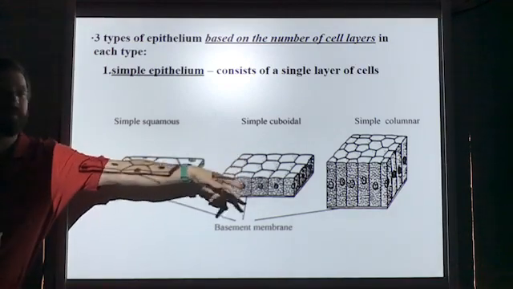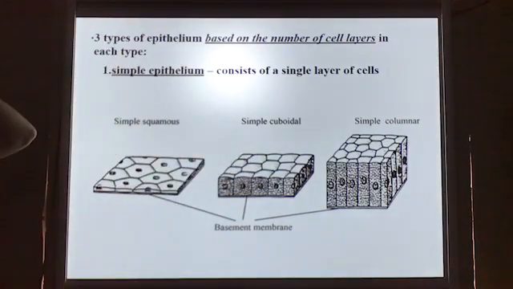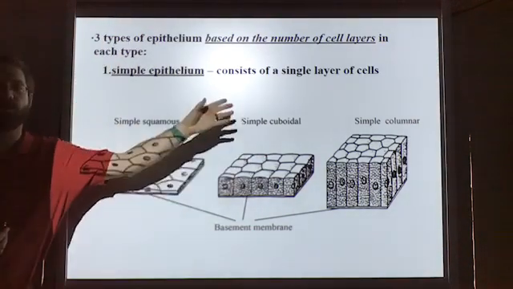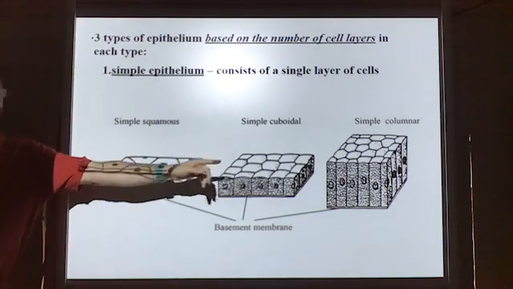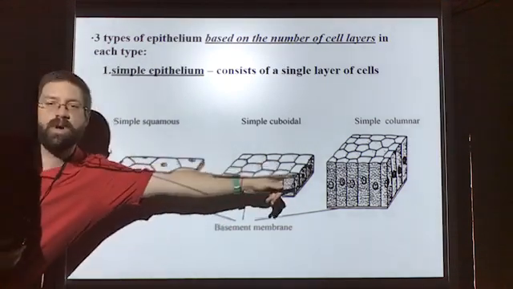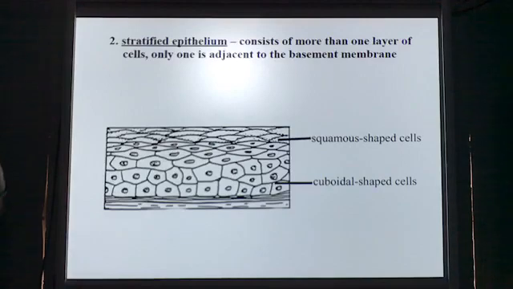And then also some of them may look like columns that you might have seen at a house or a big fancy building. They have these columns. They're long. They're bigger, taller than they are wide. But they're still one layer, one, and one. Okay. Simple epithelium has one layer. And you can see a very different part here.